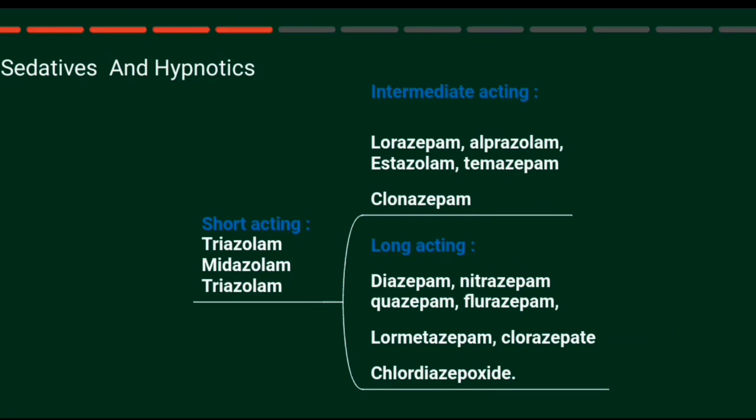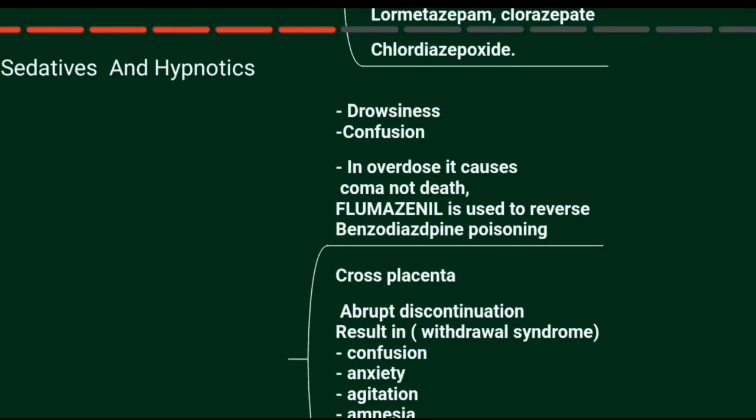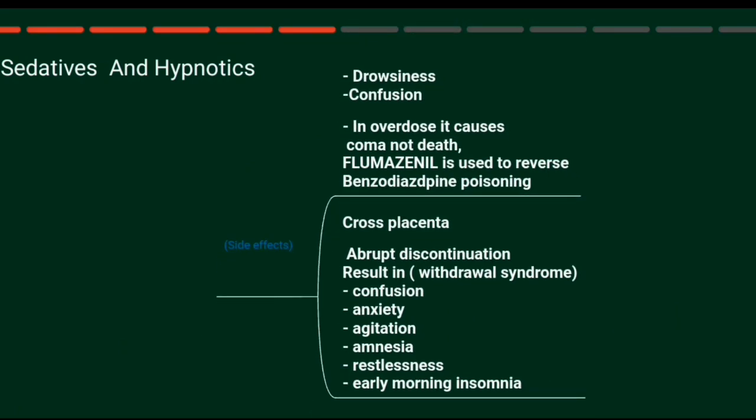Guys, let's move on and talk about the side effects of benzodiazepines. So they cause drowsiness, confusion. In overdose, it causes coma, but not death. Don't forget that we use flumazenil to reverse benzodiazepine poisoning. Benzodiazepines cross the placenta. Abrupt discontinuation results in withdrawal syndromes that comprise confusion, anxiety, agitation, amnesia, restlessness, early morning insomnia.